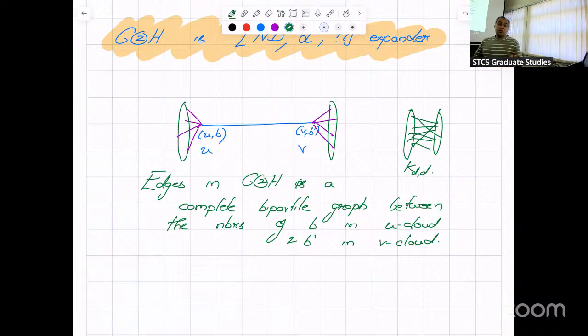What will be the degree of this graph? It will be capital D squared, which is right because H is actually a degree capital D graph. Therefore, G Z H will have the square of the degree of H, and the H degree is capital D here.